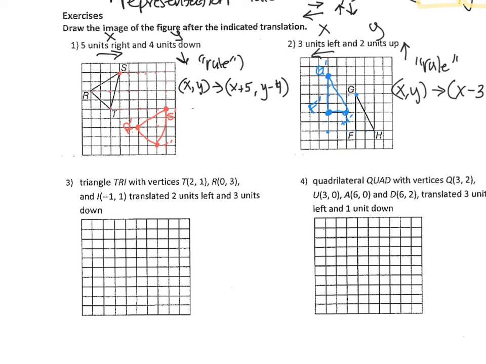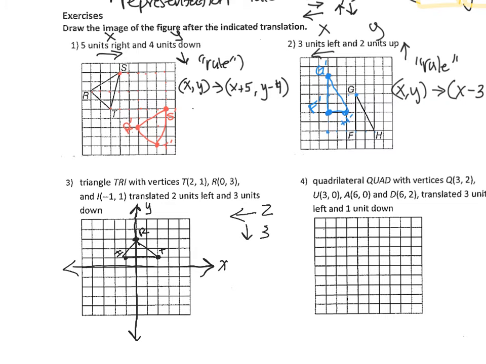On number 3, triangle TRI with vertices 2, 1, 0, 3, and negative 1, 1. So we kind of have to make our own coordinate plane here. So there's my y-axis. Here's my x-axis, and they want us to translate it 2 to the left and 3 down. So my first point, T at 2, 1. This is my original. R is at 0, 3. And I is at negative 1, 1.